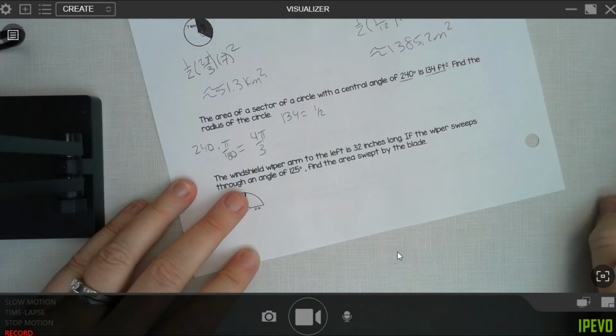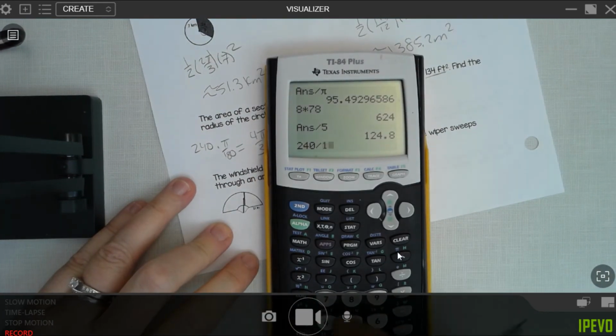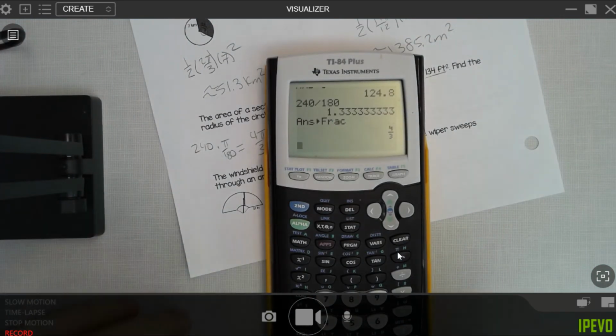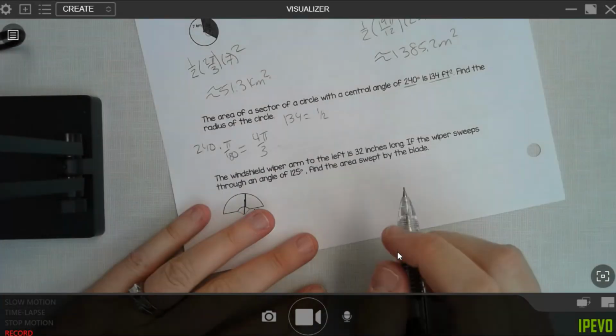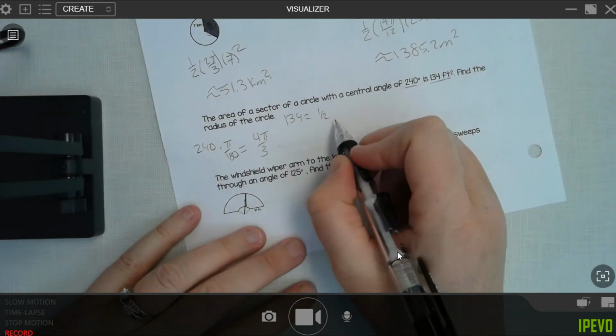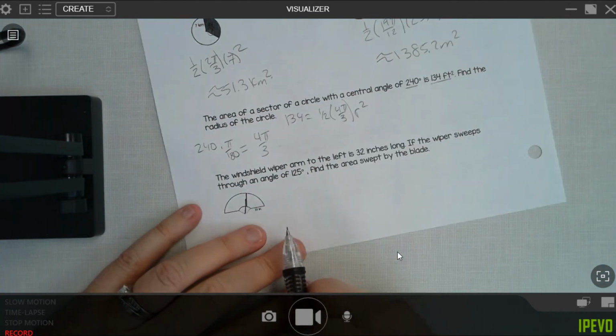And if you don't know how to do that in your calculator, if you have a graphing calculator, you just do 240 over 180 and hit math, enter. Some of your calculators also have a fraction button where you can reduce the fraction that way. Mine does not have that. The newer ones do. So then I have 1/2 of the 4 pi over 3 and then my r squared. And I'm just going to try to solve for r.